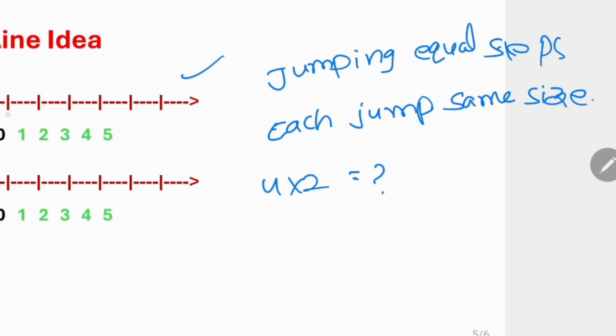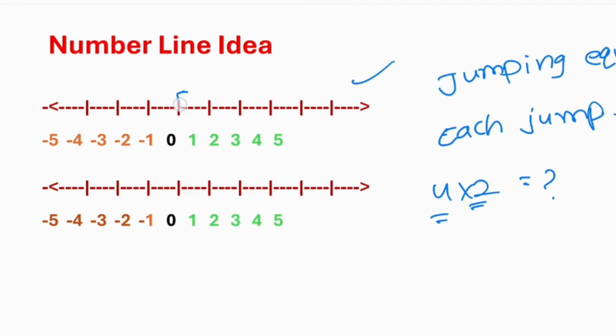Here we start from 0, the number of jumps is 4 and the size of each jump is 2. Therefore, 0 to 2 is one jump, 2 to 4 is another jump, 4 to 6 is another jump, and 6 to 8 is another jump. Again I repeat, 4 into 2 is equal to how much?